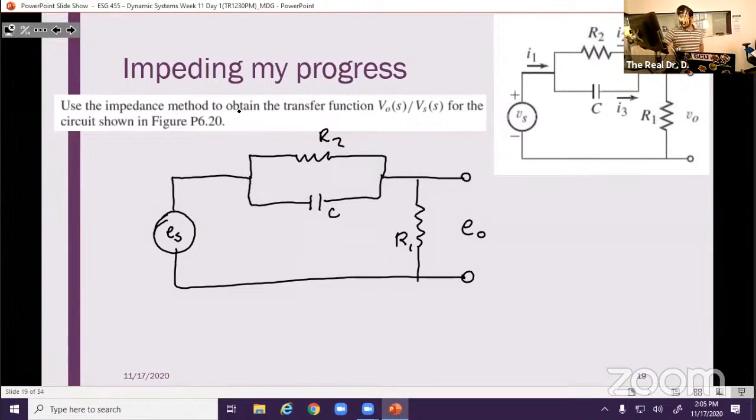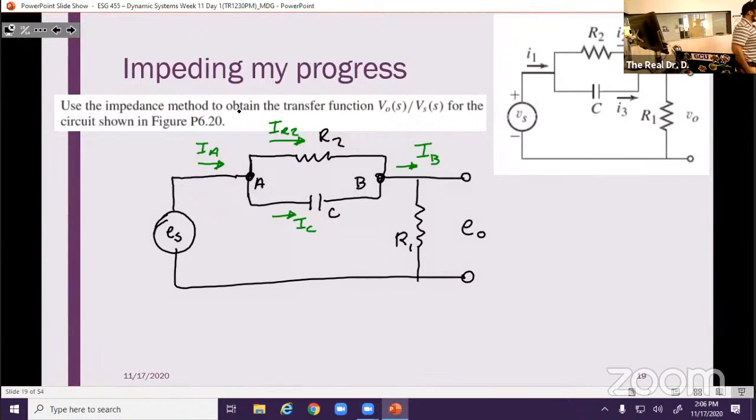And normally this would be kind of gross, because we've got a node here that I'll call A. I've got a node here, B. I've got some current I sub R2, some current I sub C. This is going to have some current I sub B. We'll have some current coming in here, I sub A. And it's not impossible. We could do this with our standard Kirchhoff law analysis, but it's kind of gross. So let's continue on.